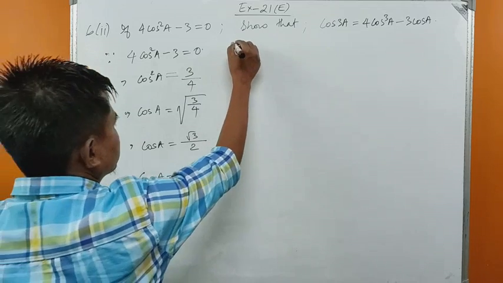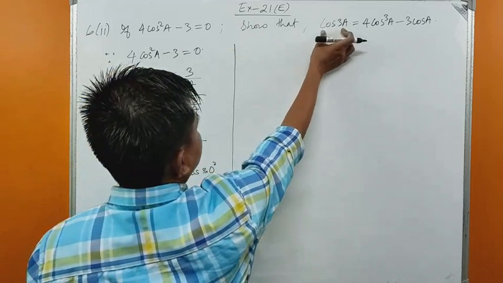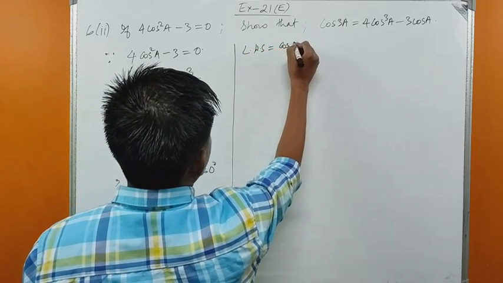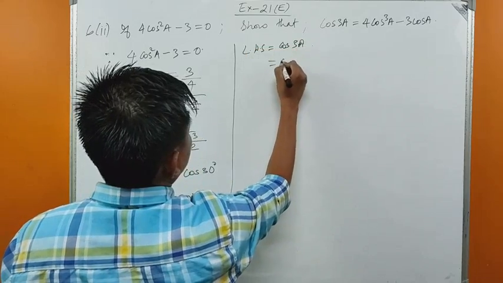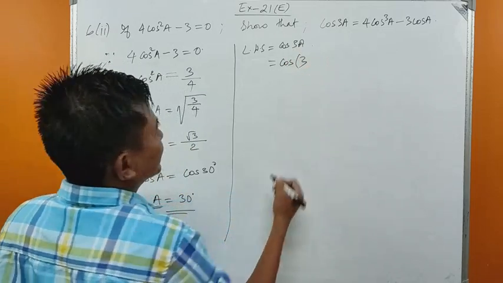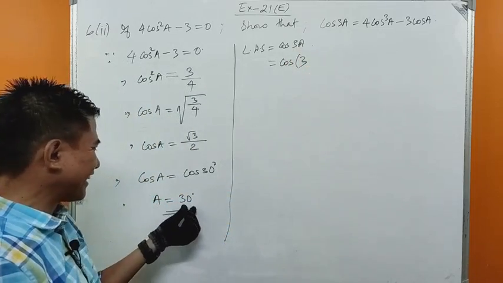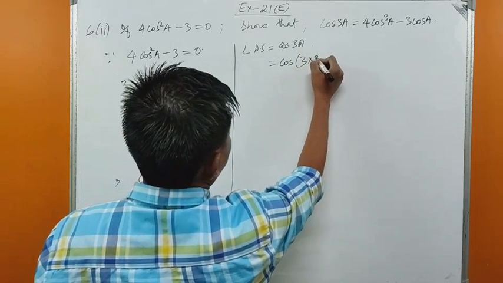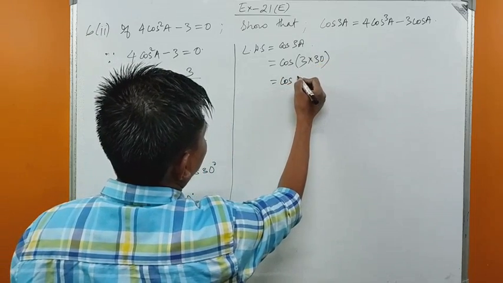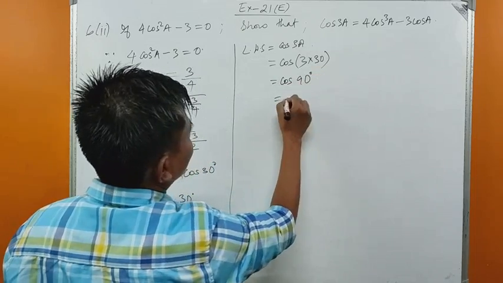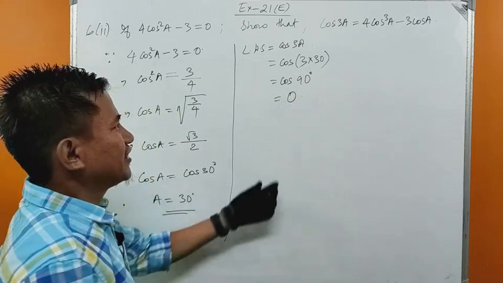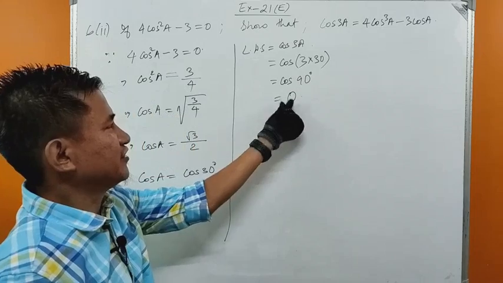Okay. Now let us prove the equation. Let's take left hand side first. LHS equals to cos 3A. So cos of angle. What is 3? 3 is the number, isn't it? So what is A? A is 30 degree. So cos 3 into 30 is cos 90 degree. What is the value of cos 90 degree? Cos 90 means 0, isn't it? Value of cos 90 is 0.